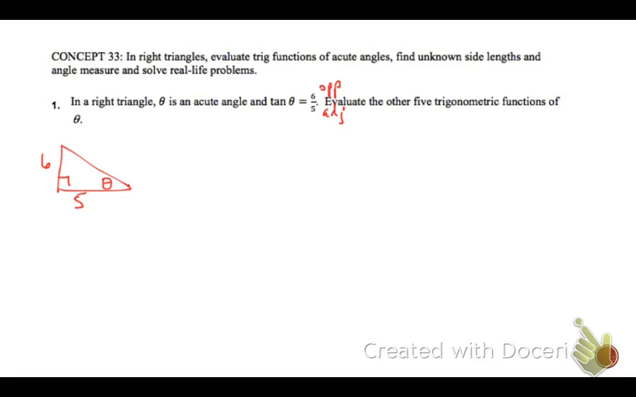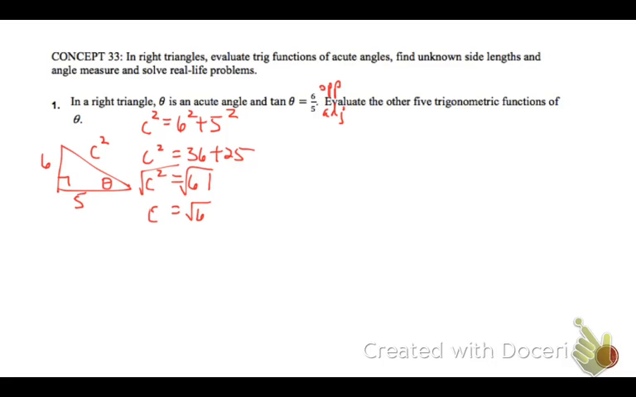That's our right angle, so this will be the side that we don't know, and we'll call it c because that's our hypotenuse. So the first thing we want to do is find our hypotenuse. So we can use the Pythagorean theorem and say that c squared equals 6 squared plus 5 squared. So c squared equals 36 plus 25, or 61. And then we'll take the square root of 61, but we're not going to estimate. So we'll just leave that as the square root of 61, and that won't simplify for us either.